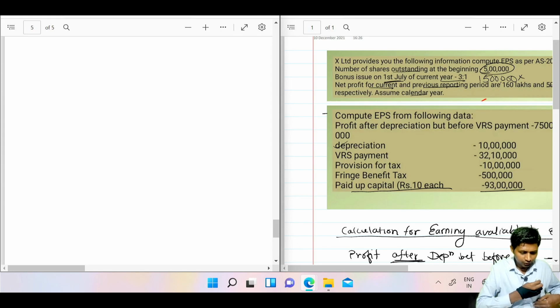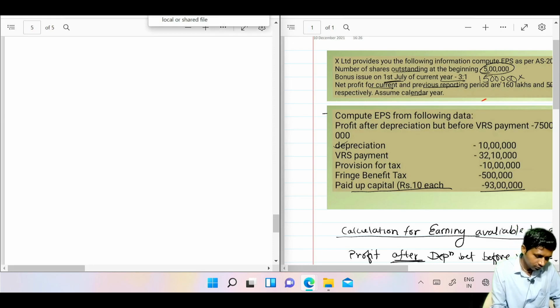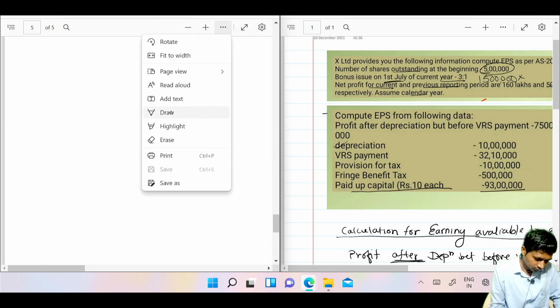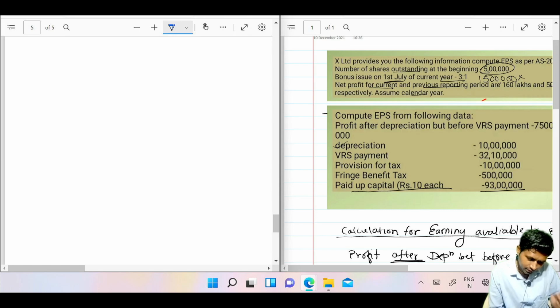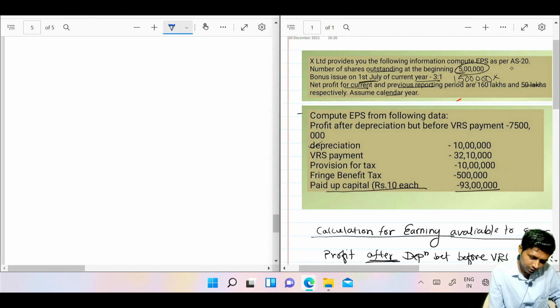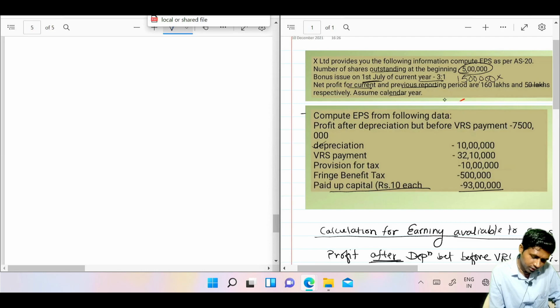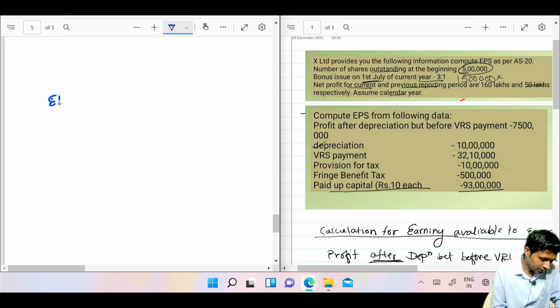In classroom we have solved so many problems. Now let's say in this problem, what they are saying: following is information, calculate earning, conversion and all. First, how many shares do we have here at the beginning? Now EPS, they asked us to calculate earning per share, EPS.